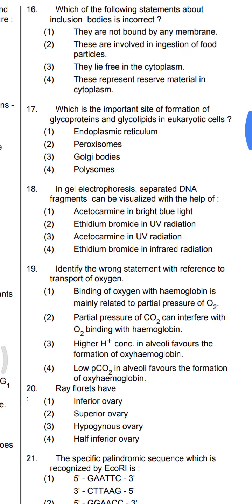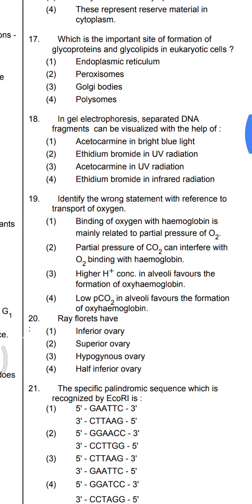19th question. Identify the wrong statement with reference to transport of oxygen. Option 1, binding of oxygen with hemoglobin is mainly related to partial pressure of O2. Option 2, partial pressure of CO2 can interfere with O2 binding with hemoglobin. Option 3, higher H+ concentration in alveoli favors the formation of oxyhemoglobin. Finally, option 4, low pCO2 in alveoli favors the formation of oxyhemoglobin.